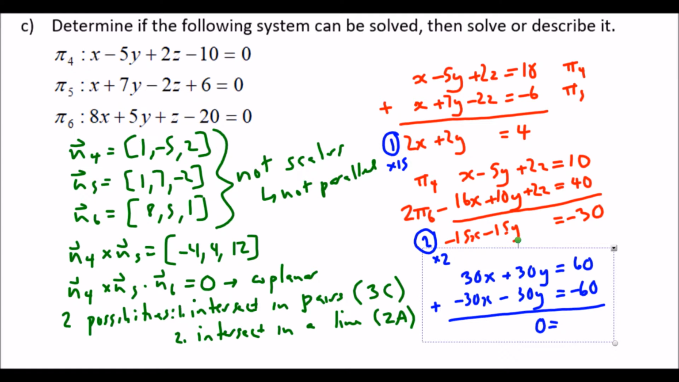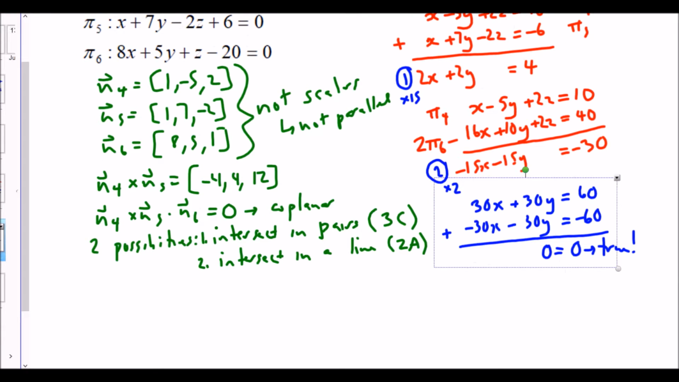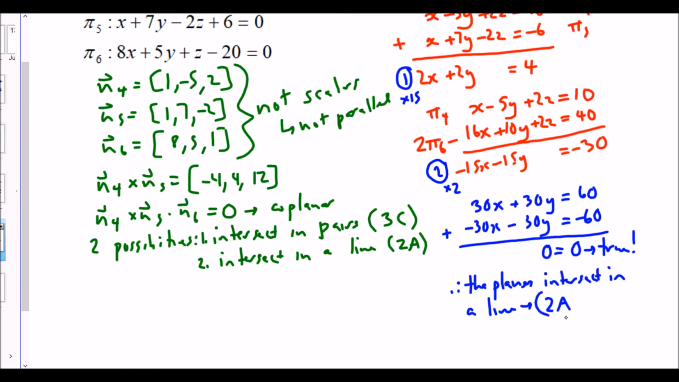And if I add these to eliminate the x's, I actually get everything eliminated. 0 equals 0. True. What does this mean, Mr. Wills? Well, if you get this, that means that the planes intersect in a line. So if you get that, therefore, the planes intersect in a line. What does that mean? We have case 2a. Woo.